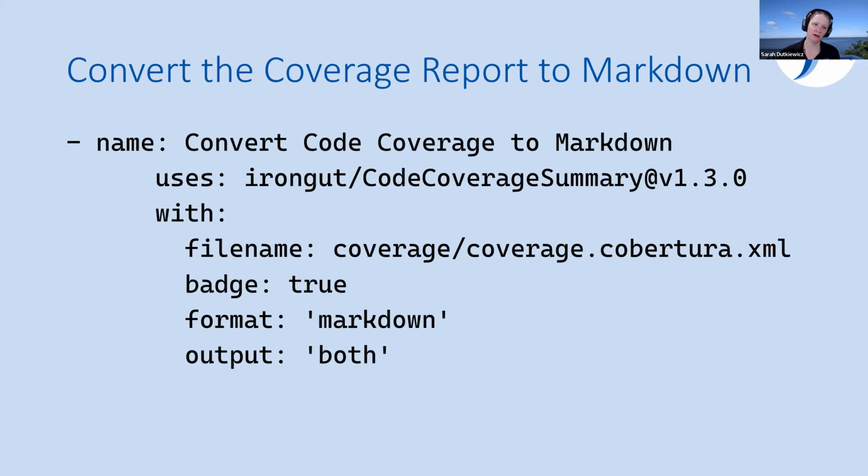Then we're going to convert it to Markdown. Now, when we convert it to Markdown, we're using an action called irongut Code Coverage Summary. And this is what's going to take that XML file, the Cobertura XML file, and turn it into Markdown. It'll also create a badge, which is part of the output, which we'll see here in a couple slides, or I can also go back here in a minute.